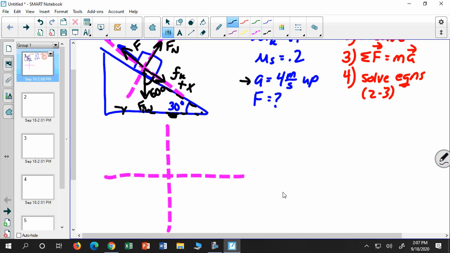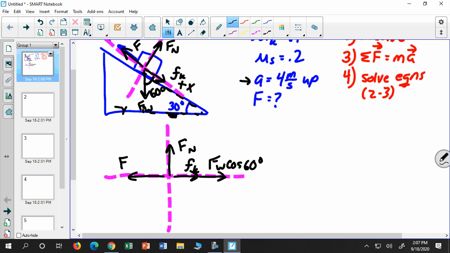resolve those vectors. So I have Fn right here. I have F here, Fk here, and now I need to resolve that weight into its x and y components. The x component of the weight is going to be Fw, what is it for the x component? Cosine, Fw cosine of 60.